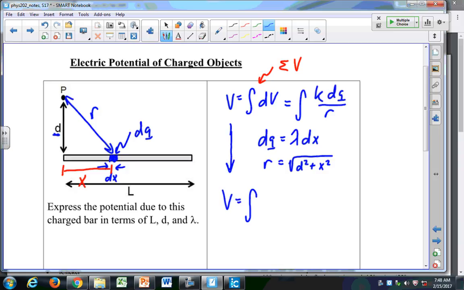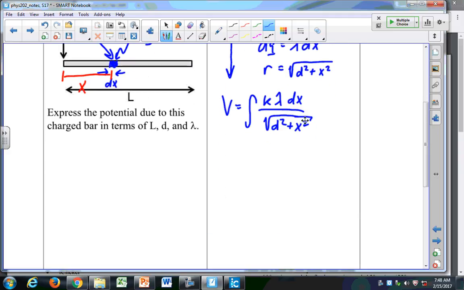Now when I put those in, I get an integral that I can do. It is the integral of k lambda dx, that's my dq, divided by the square root of d squared plus x squared. Now some of these are constants. In fact, everything but x is a constant. k doesn't change. Lambda doesn't change. That's set for this bar, how my charges are distributed. And d doesn't change. That's just the point above the bar where my point P is. So everything there is a constant except for x.